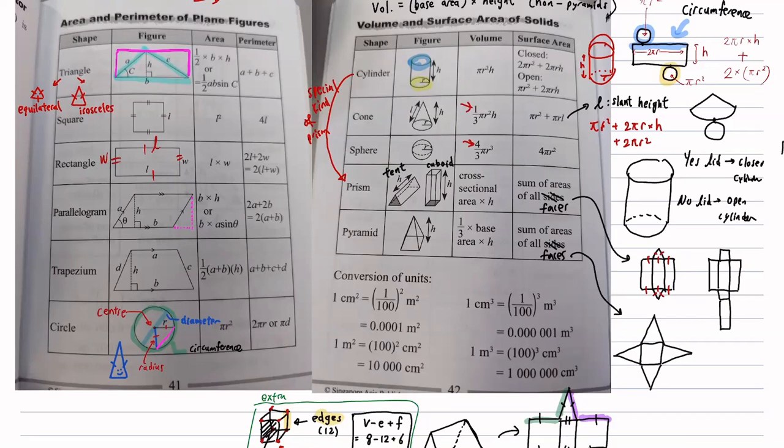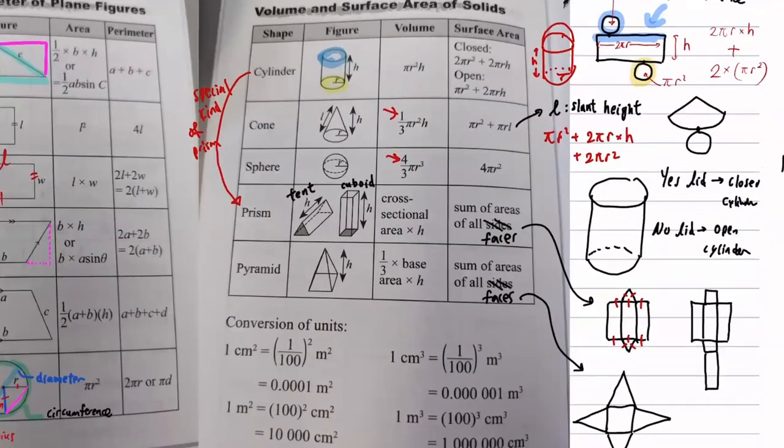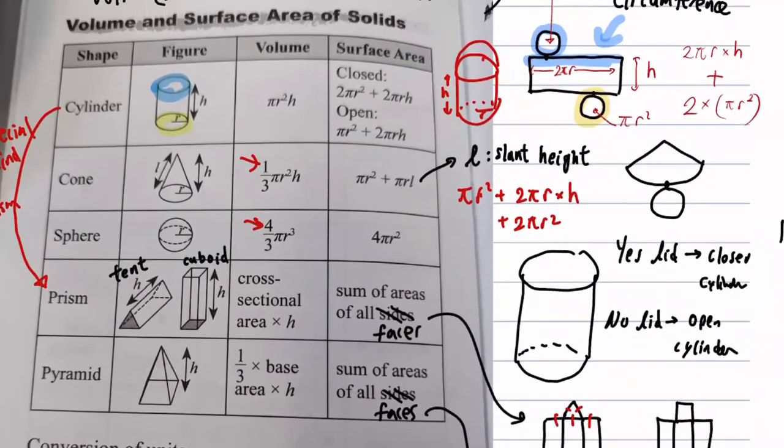Then for the cone, it's a bit special if you want to find the surface area. So let's figure out the total surface area of a cone. In this case, it is pi r squared plus pi r l. L represents what we call the slant height, and r is just the radius. If you look at the diagram, this part is the radius of the circle, this L is the slant height, and this H is the perpendicular height.